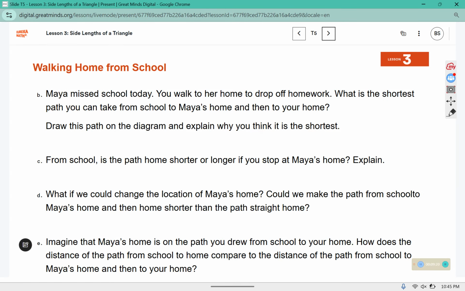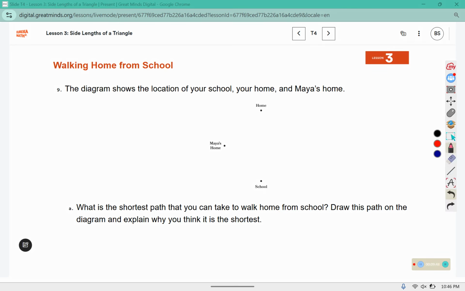Maya missed school today. You walk her home to drop off homework. What is the shortest path you can take from school to Maya's home and then to your home? Draw this path in the diagram and explain why you think it is the shortest. So you're going to walk to her home and then from her home to your home. Go directly to her house and then go directly home.